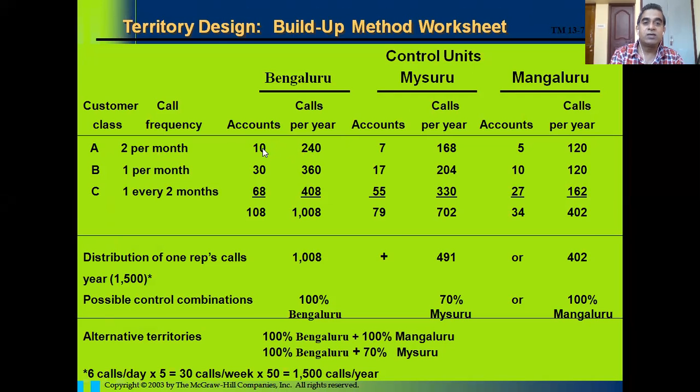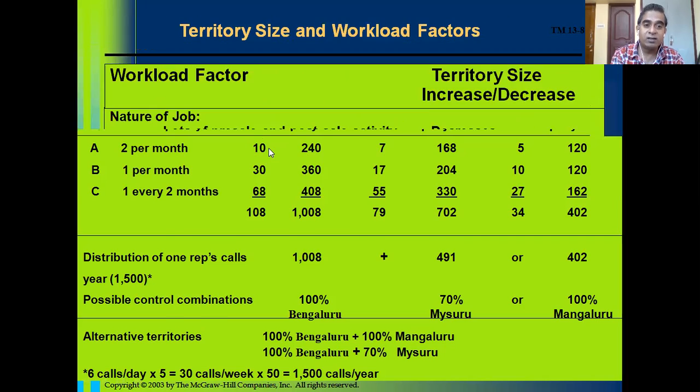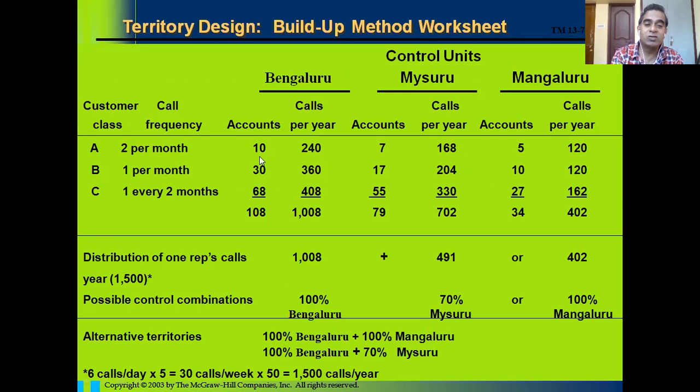So if there are 10 customers here, per year you need to make 240 calls. If there is only 1 customer, 24 visits are required. If there is only 1 A class customer, you will be making 2 calls per month, and there are 12 months in a year. So 2 into 12, 24 calls per year per account. And if there are 10 customers, 24 into 10, 240 calls.